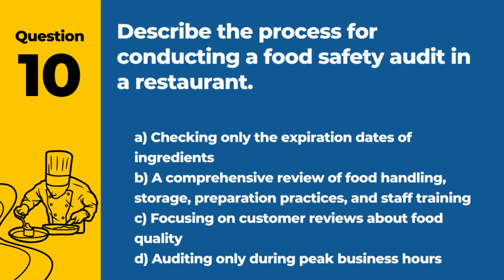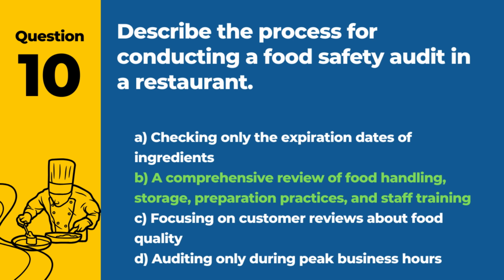Question 10. Describe the process for conducting a food safety audit in a restaurant. A. Checking only the expiration dates of ingredients. B. A comprehensive review of food handling, storage, preparation practices, and staff training. C. Focusing on customer reviews about food quality. D. Auditing only during peak business hours.